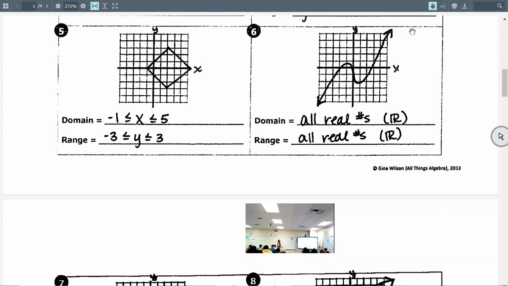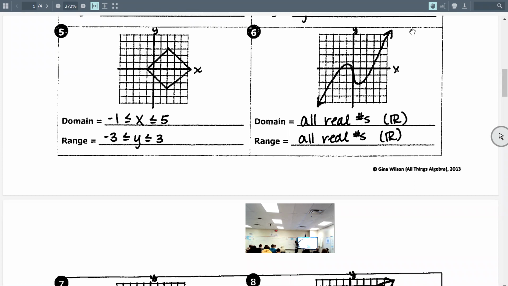You could memorize the symbols as less than or equal to, or you can just think about it logically. The numbers that are on that line for the x's are all between -1 and 5. And then for the range, the highest y value is 3. Lowest y value is -3. So 2 boundaries again has to have 2 inequalities. Questions about that?